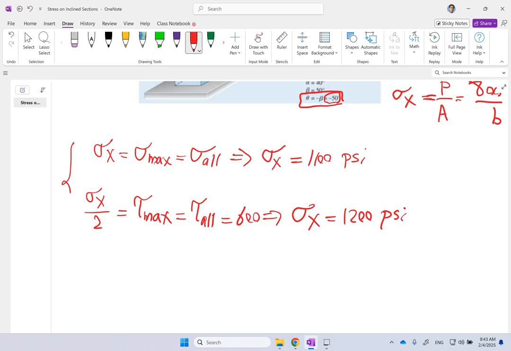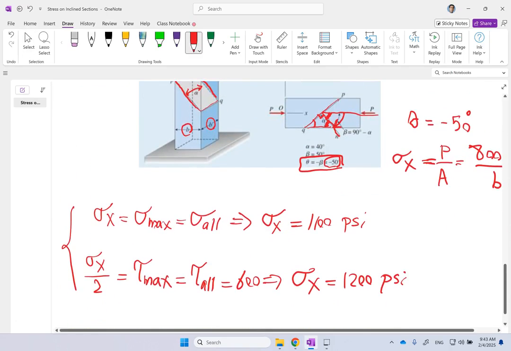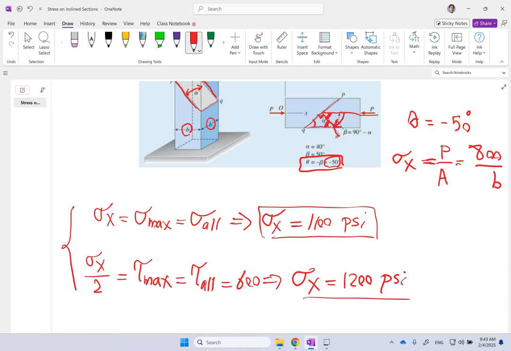Okay, so these two are for the material that is under compression. One of them gives this much max, one of them gives this much max. Which one would you use? You always use the smaller one, because if the material is safe against compression, clearly from here it will also be safe against the shear. So you always pick the smallest one.